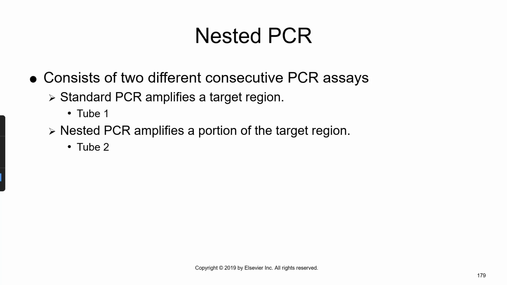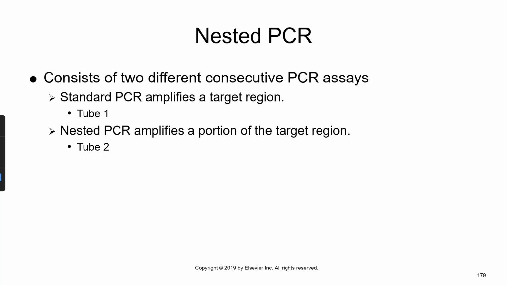Nested PCR consists of 2 different consecutive PCR assays. The standard PCR amplifies a target region, and then the nested PCR amplifies a portion of the target region. So the first step is to amplify a big region, saying this is the gene for this. Then the second step would be to amplify a more specific region within that gene. So now we know we have this mutation within this gene here.